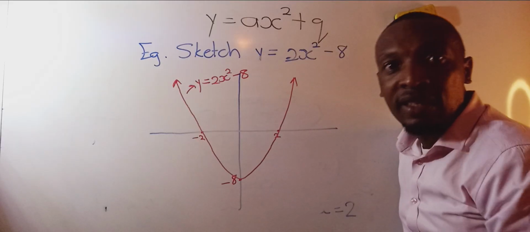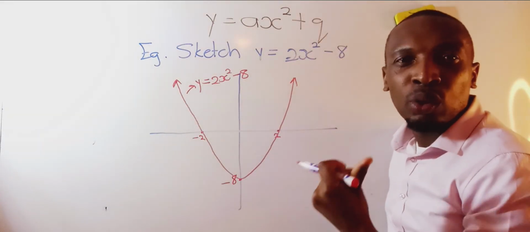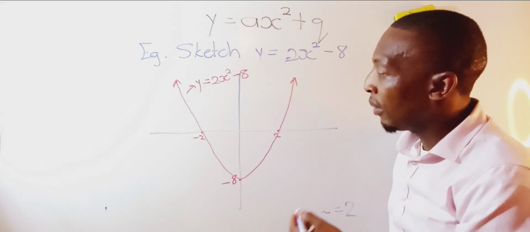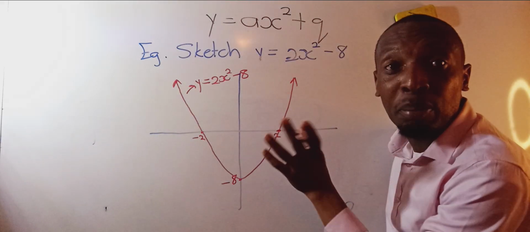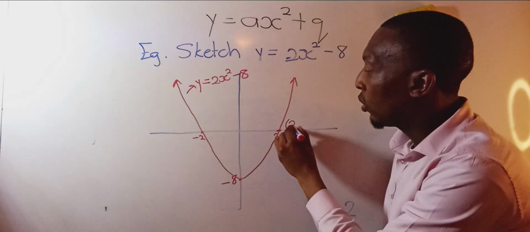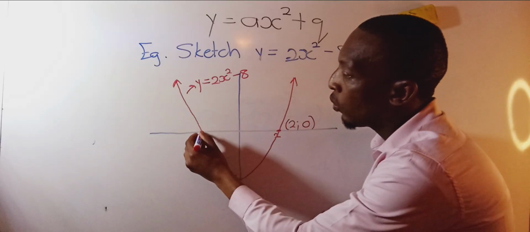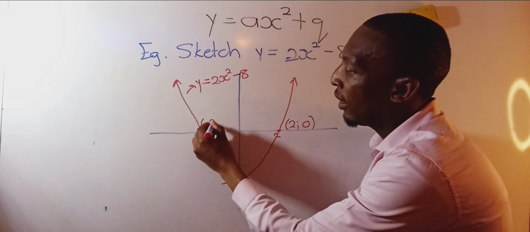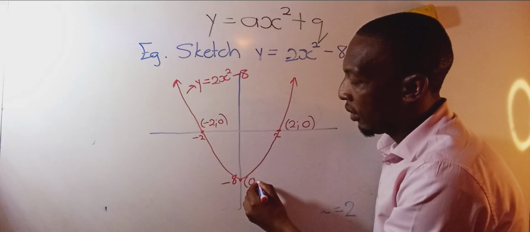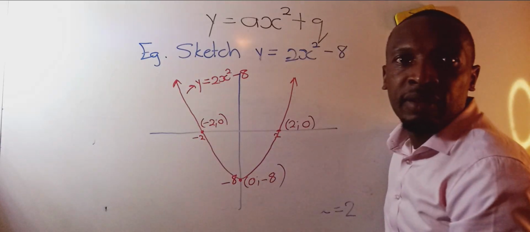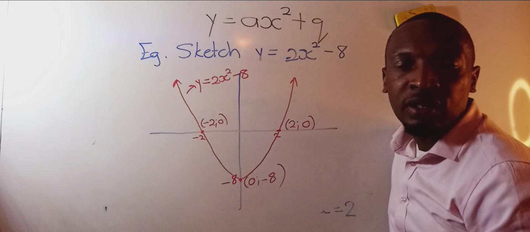And in a test, they'll usually say, show all the x and y intercepts. So this point here, the coordinate, how do you show them? By giving the coordinates. This will be 2, 0. This one here will be minus 2, 0. And of course, this here will be 0, negative 8. That will give you your full marks.